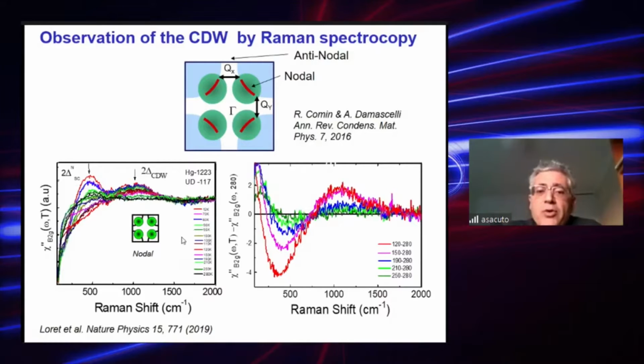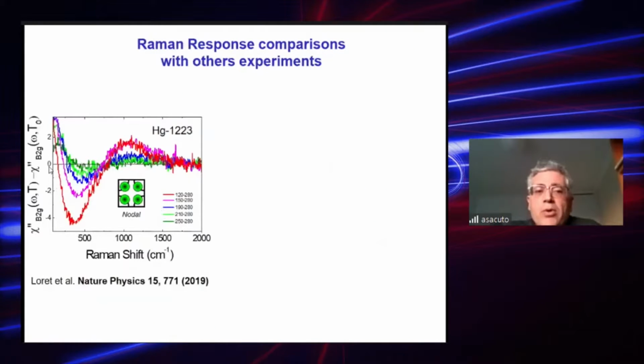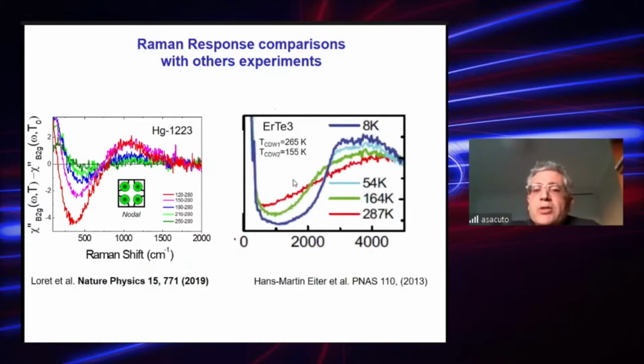The first one is that if we compare our results, the dip and the hump in Mercury 1223, it's very similar to what we get from the well-known erbium 3 telluride, which has charge density wave order. This dip and hump, the blue curve here, disappears above the transition temperature of the charge density wave, which is about 287 K. This is the red curve. So we have exactly the same structure.